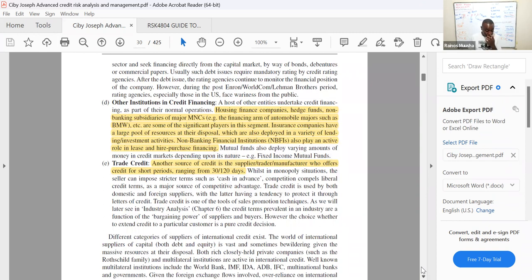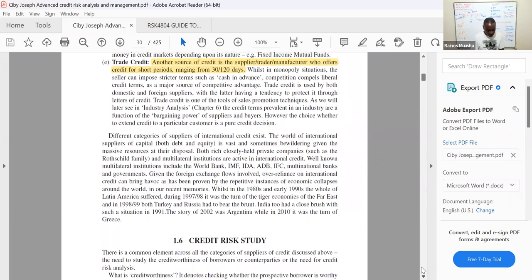For example, if you want to buy a car, you can also buy a car through credit that is being offered by these different institutions. Then there's also trade credit, where another source of credit is the supplier, trader, or manufacturer who offers credit for short periods ranging from 30 to 120 days. The nice thing about trade credit is that you usually get it interest-free. For example, if your supplier gives you a credit term of 30 days, it basically means that they give you the goods and then say, pay us within 30 days. So under normal circumstances, we would not expect interest to be charged on trade credit arrangements. So that's basically another source of credit as well.